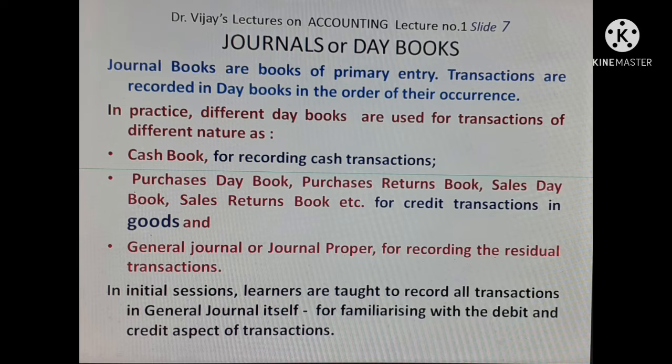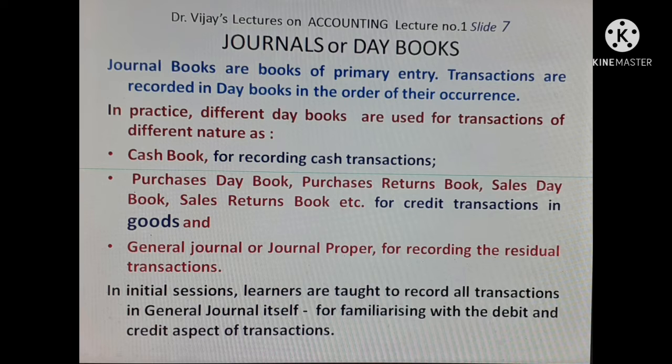Any returns to the supplier, you will record in the purchases returns book. Any returns from the customer, you will record in the sales returns book. So there are different daybooks for recording transactions in goods. Now the last is journal or journal proper. That is for recording the residual transactions. Residual means it is neither cash transactions nor related to goods.